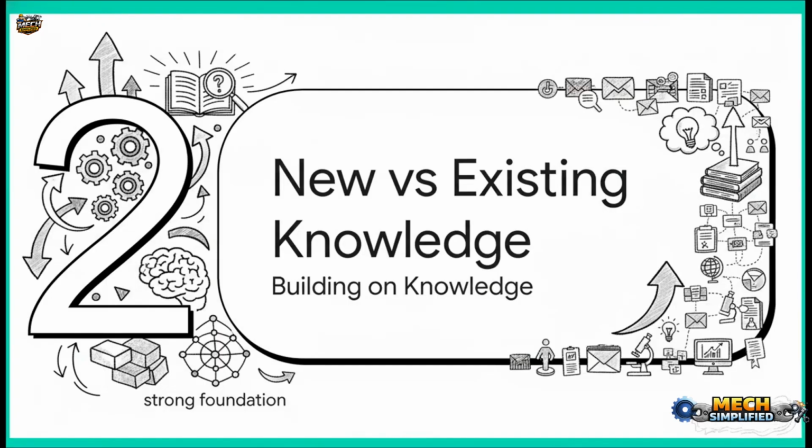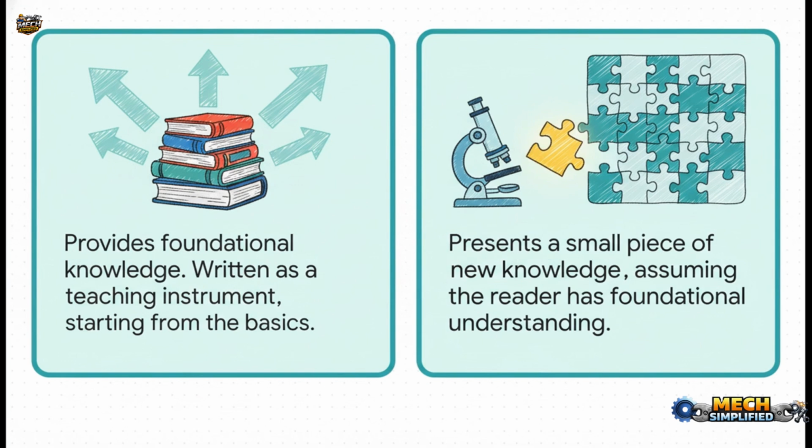Now, to do a proper review, you have to understand that not all knowledge is the same. Researchers are constantly working with 2 really distinct types of information, and knowing the difference is totally key to building a strong foundation for your own work. Think of it like this. Textbooks are like the foundation of a house. They give you that solid, established knowledge, the concrete, the frame, the basics that pretty much everyone agrees on. Research papers, on the other hand, are like adding one single, new, innovative window to that house. They present one small piece of new knowledge, but they assume you already know what a house is. You need both, for sure, but you've got to start with that foundation.